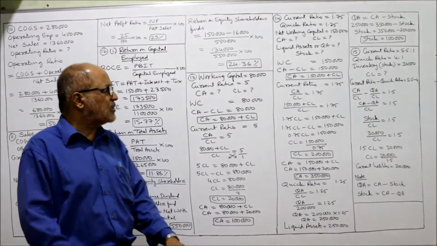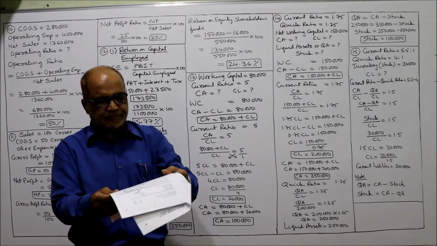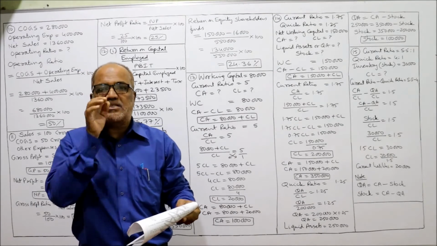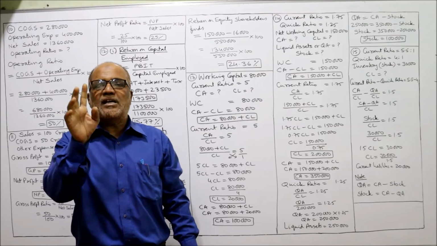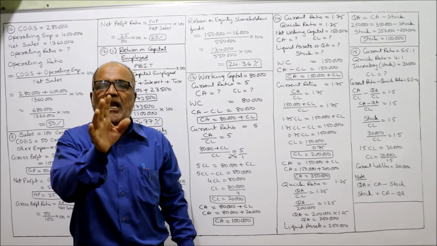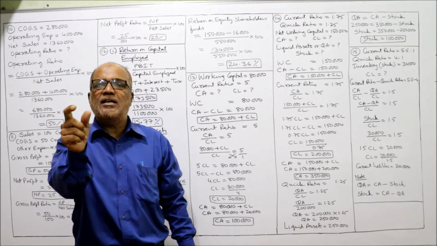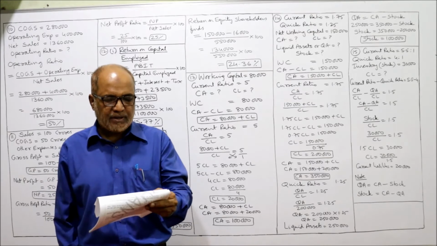That's it. So this is the end of problem number 12. Now I am reading out problem number 13. The working capital of a firm is 80,000. First time we are coming across the concept of working capital. Working capital is the difference between current assets and current liabilities. CA minus CL is equal to working capital, net working capital.